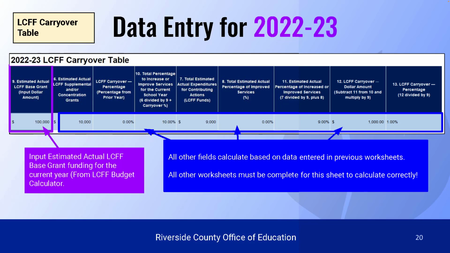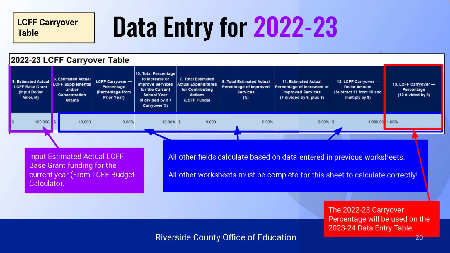It's important to note, for the carryover percentage to calculate correctly, all other worksheets must be complete prior to relying on the number generated on this worksheet. Now the 22-23 carryover percentage that would be calculated in the last box on this worksheet is what will be used on the next entry table, data entry table for 23-24.